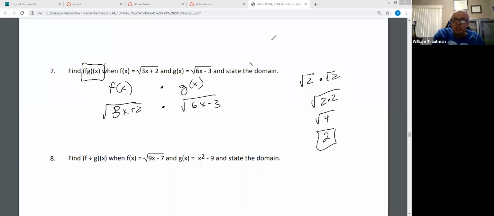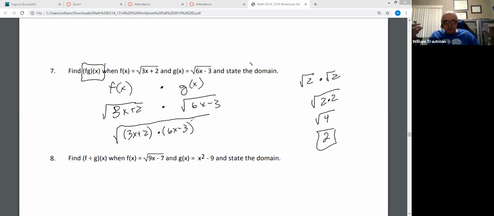So that's what we're going to do here. We're going to squeeze these two together. I have 3x plus 2 times 6x minus 3. We have two square roots and I'm squeezing them together. I put them in parentheses because they're each separate.